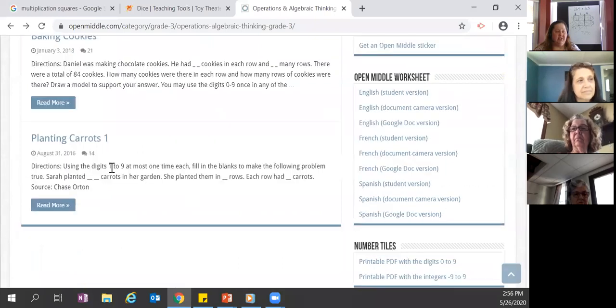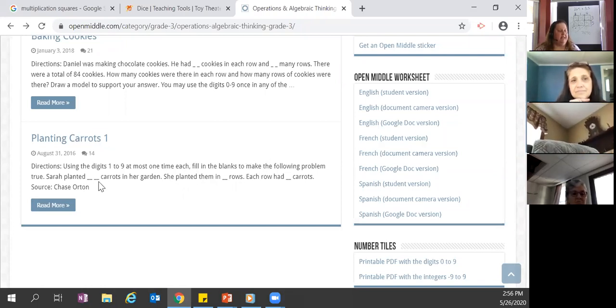Using the digits 1 to 9, at most 1 time each. So sometimes it tells you you can use the numbers multiple times. In this case, it's saying you can't. Fill in the blanks to make the following problem true. Sarah planted a 2 digit number of carrots in her garden. She planted them in blank rows. Each row had blank carrots.